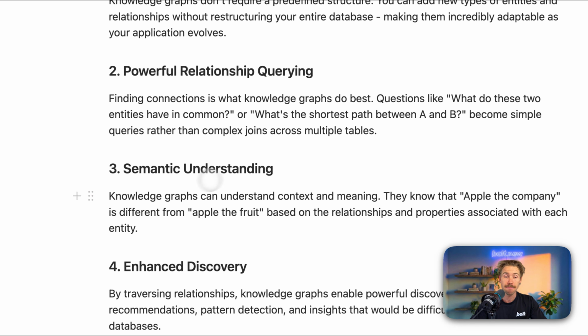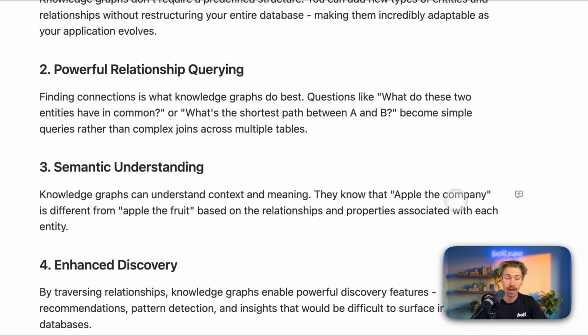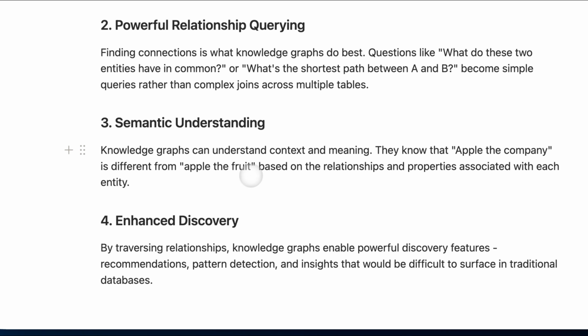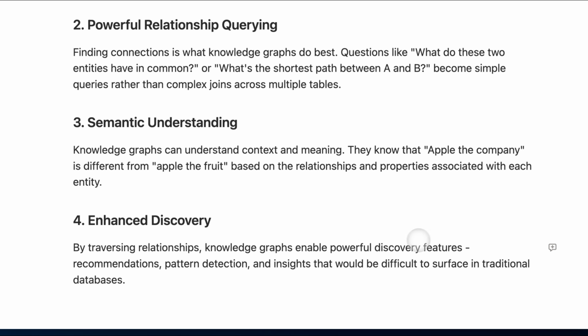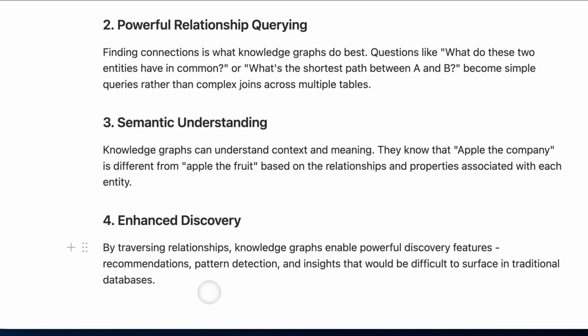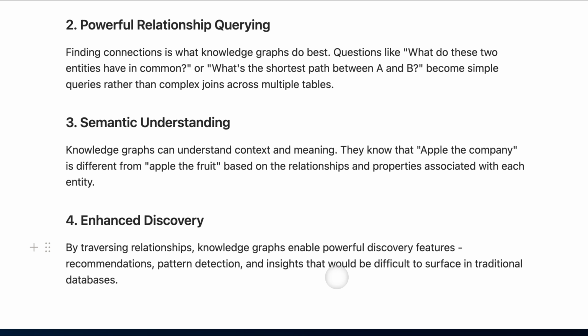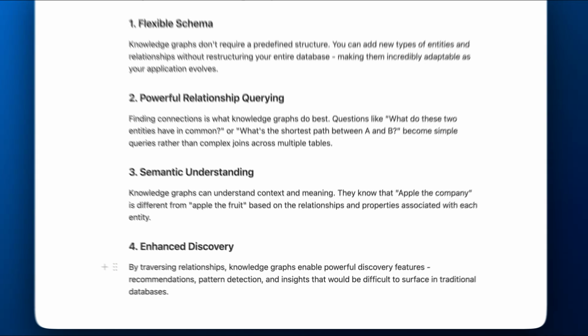It has a good semantic understanding. So knowledge graphs can understand context and meaning very well. They know that Apple, the company, is different from the fruit. And enhanced discovery. By traversing relationships, knowledge graphs enable powerful discovery features like recommendations, pattern detection, insights that would all be difficult to surface with a traditional database.